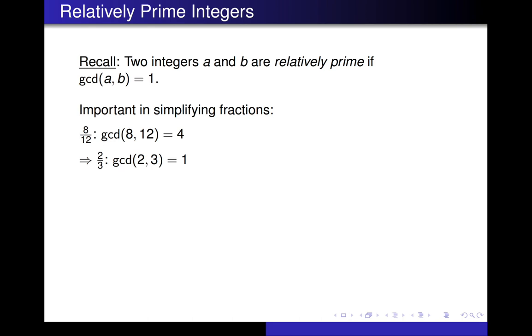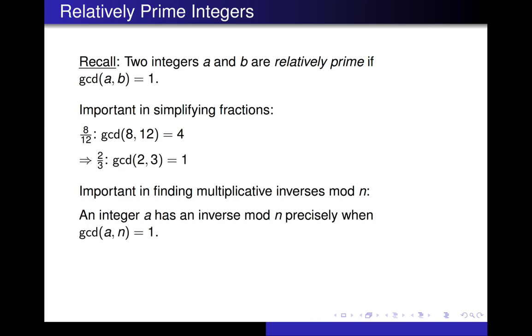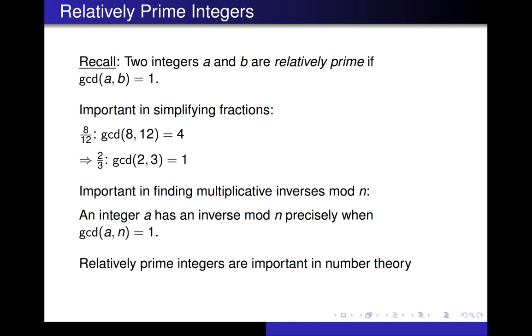In our class, when we were looking at certain ciphers, it was important to find multiplicative inverses of certain integers mod n. And when we did that, we discovered that an integer a has an inverse mod n precisely when the GCD of a and n is equal to 1. In other words, when a and n are relatively prime. So again, another example where being relatively prime was important to us. And actually, these are just two of many examples of when prime integers are important in an area of math we call number theory. And by number theory, I'm talking about the mathematics that involve the integers.